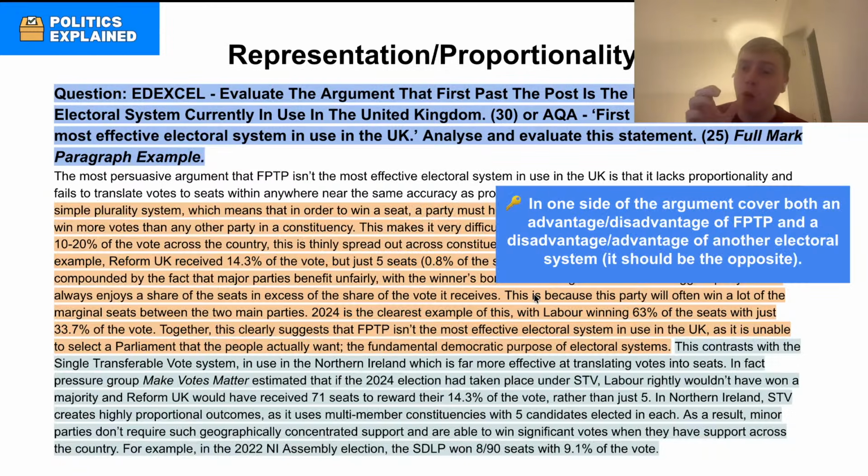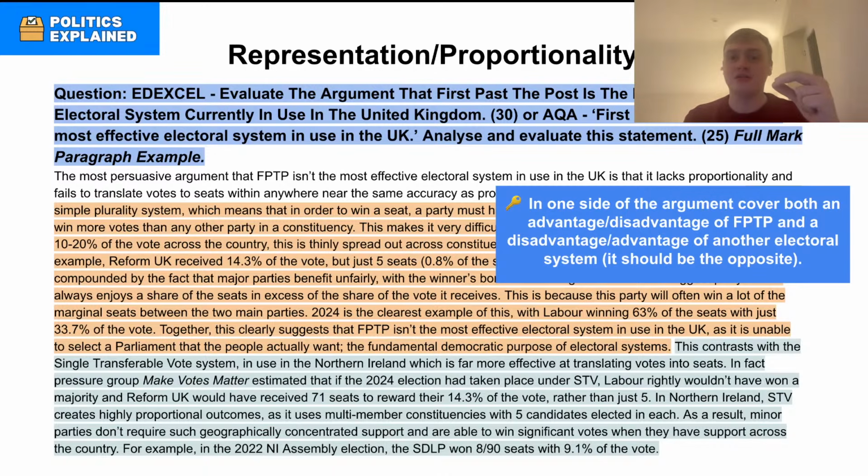And the third thing is, in one side of the argument, you cover both an advantage or disadvantage of first past the post and a disadvantage or advantage of another electoral system. This is where people sometimes get confused with doing these systems. Effectively, you've got two sides of the argument. One argument that first past the post is the most effective electoral system, and the other side that it isn't.